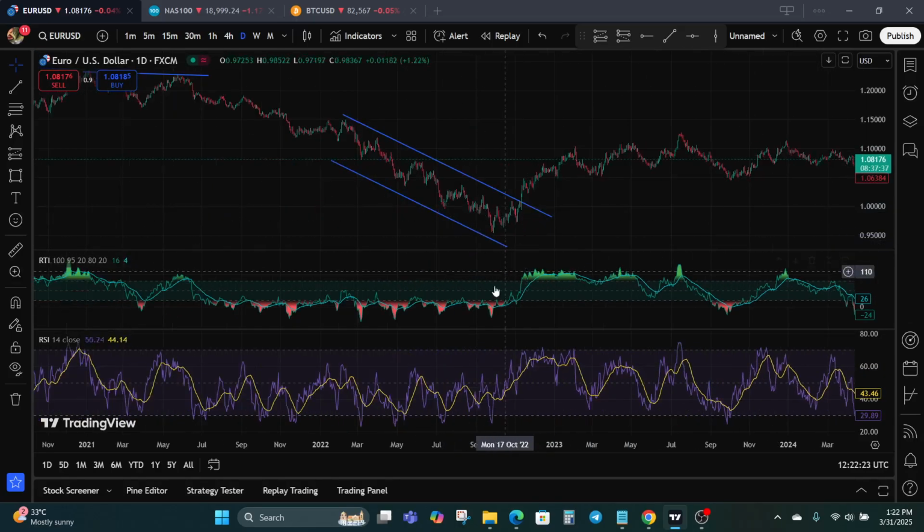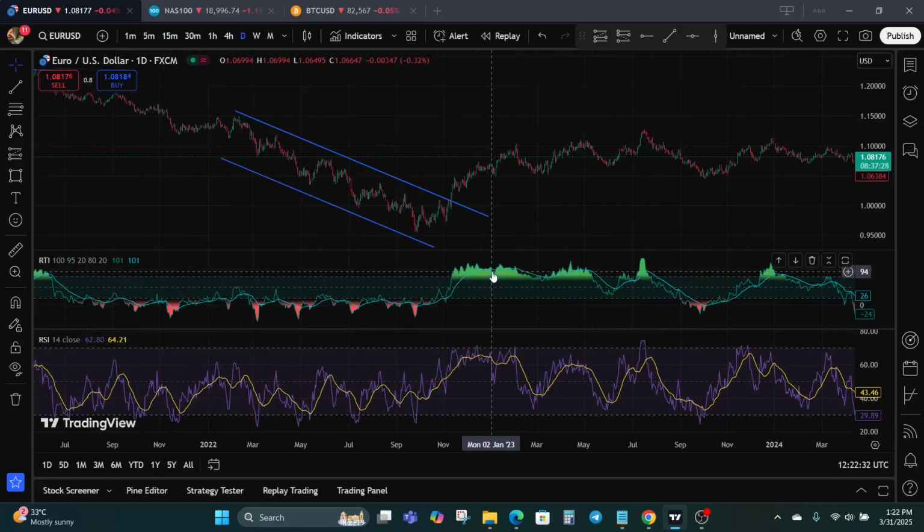What I'm trying to say is that RSI, although it's a great indicator, sometimes it can give confusing signals. So that's just the point I was trying to make, right? Now let's get into some of the features of the relative trend index, the RTI. One is for trend confirmation, which I just already explained.